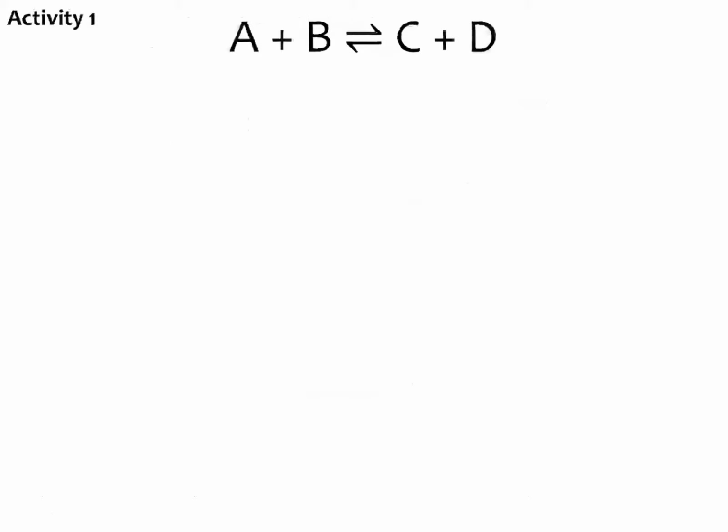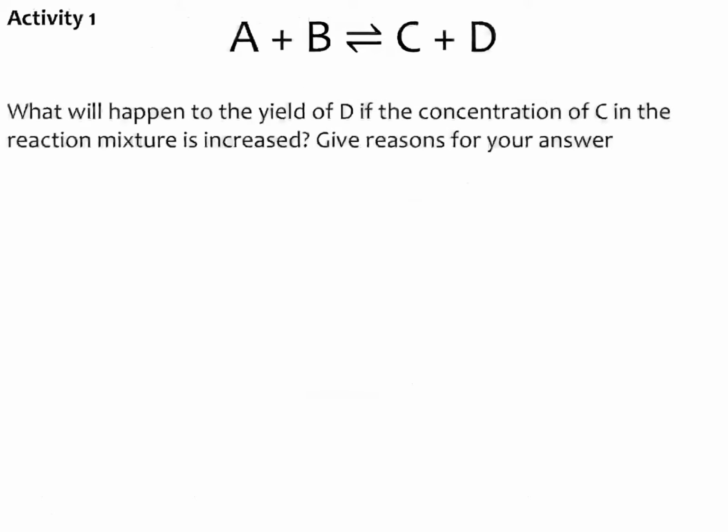So, activity 1, time for you to have a go. Again, thinking about A plus B forming C plus D. I want you to have a think, what will happen to the yield of D if the concentration of C in the reaction mixture is increased? Giving reasons for your answer. Pause and see how you do with that bit.